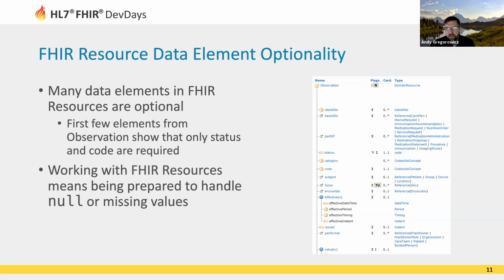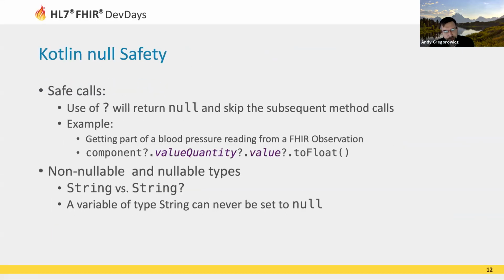But the thing that you should notice here is that if you look at the cardinality, what you will find is that most of them essentially say that it's optional, that it's 0 to star or 0 to 1. So when you are working with FHIR resources, you really need to be prepared to handle null values or missing values. That's just something you need to be aware of, unless you really want your code to crash with null pointer exceptions and whatnot. So you need to be prepared for that.